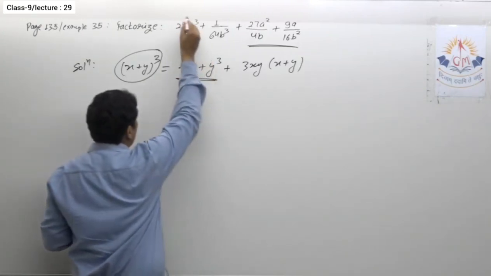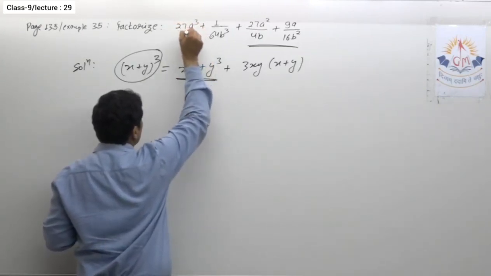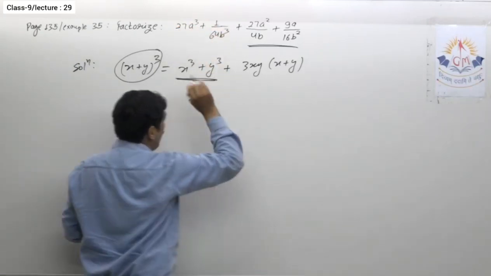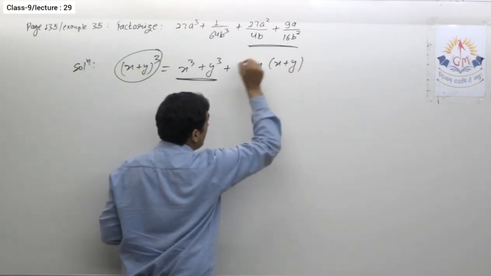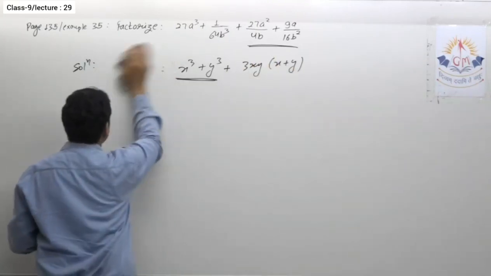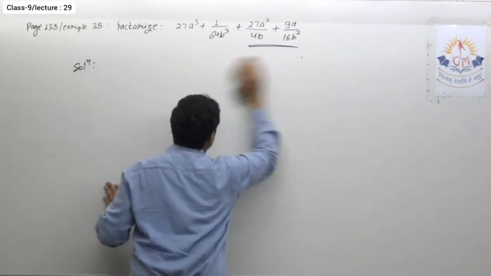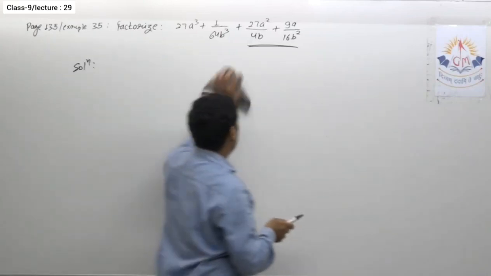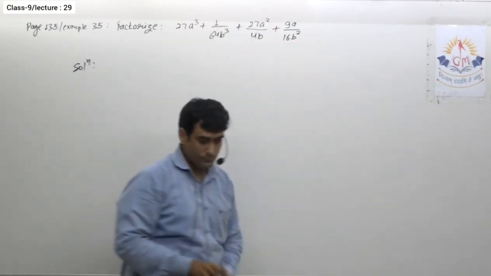So if I consider 3a as x and 1 upon 4b as y, and according to that I write the remaining two terms, and if that fits in the identity of (x plus y) whole cube, I'll get the factors of the given expression. So let us see how to do this.